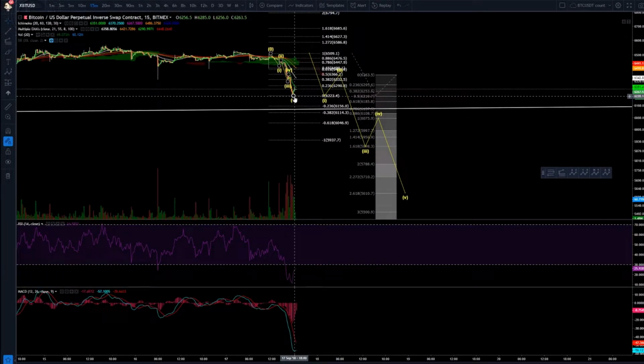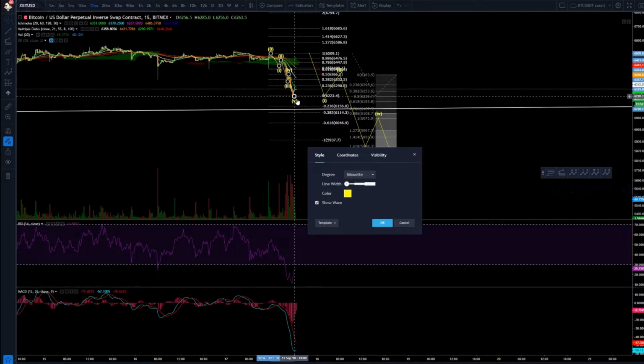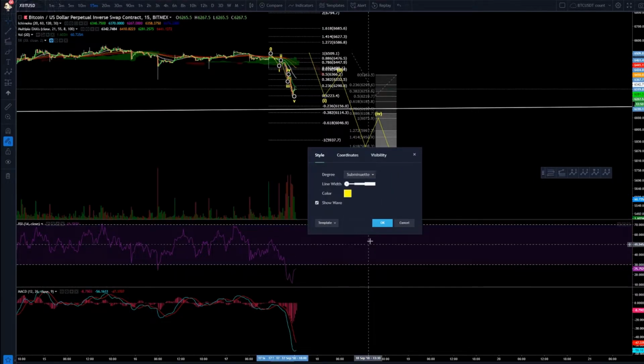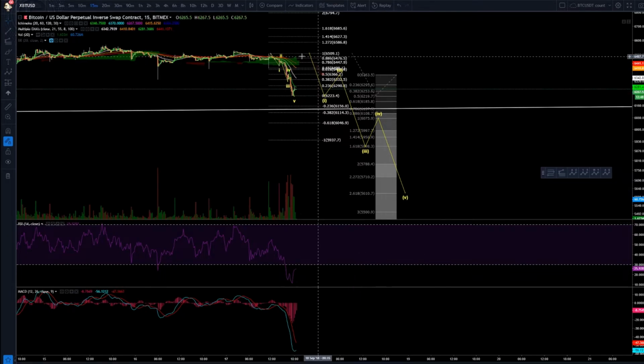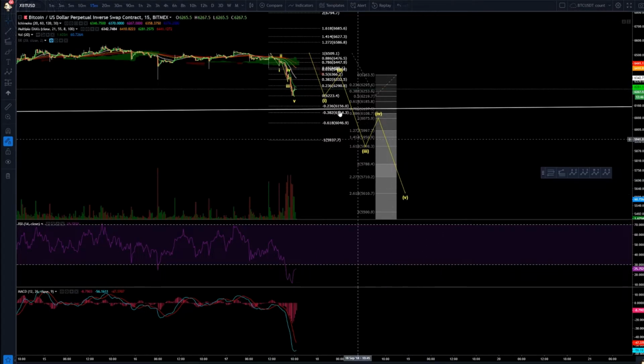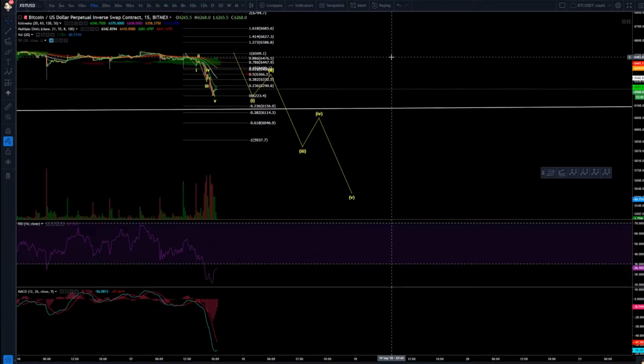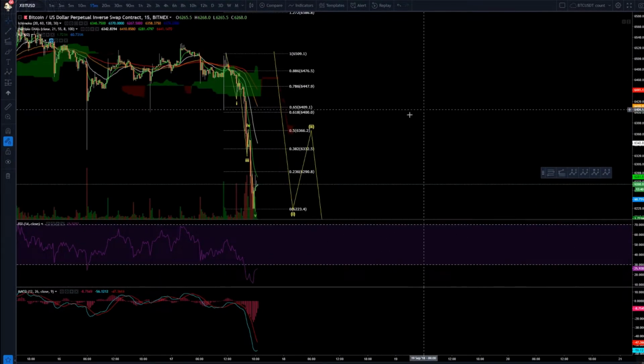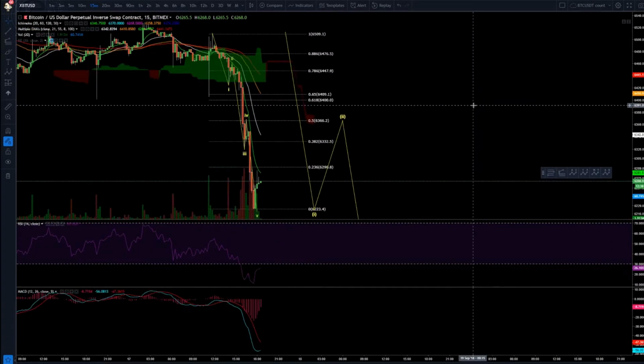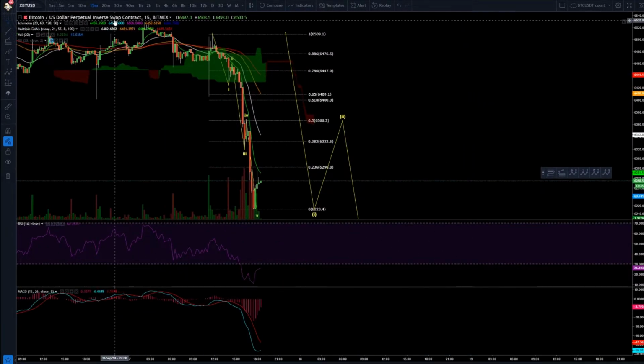Obviously this needs to be a small degree, and this will be a roadmap. So it could very well play out, guys. Just keep this in mind, right?